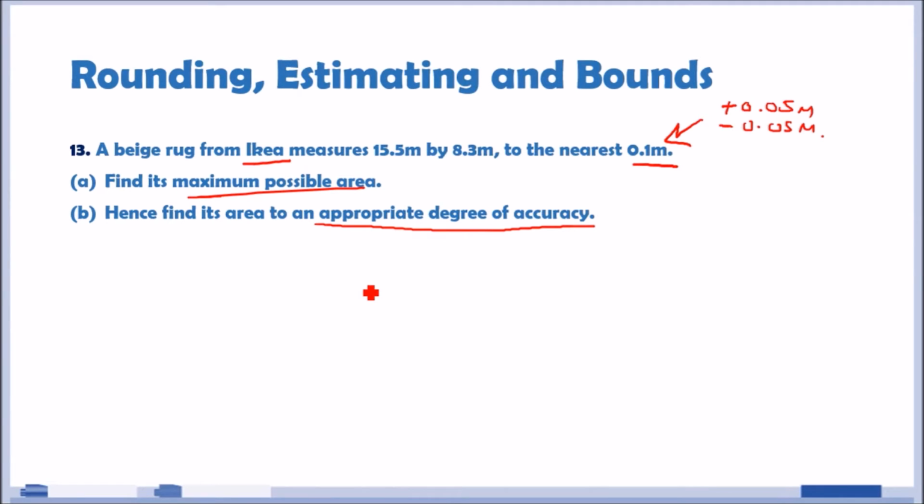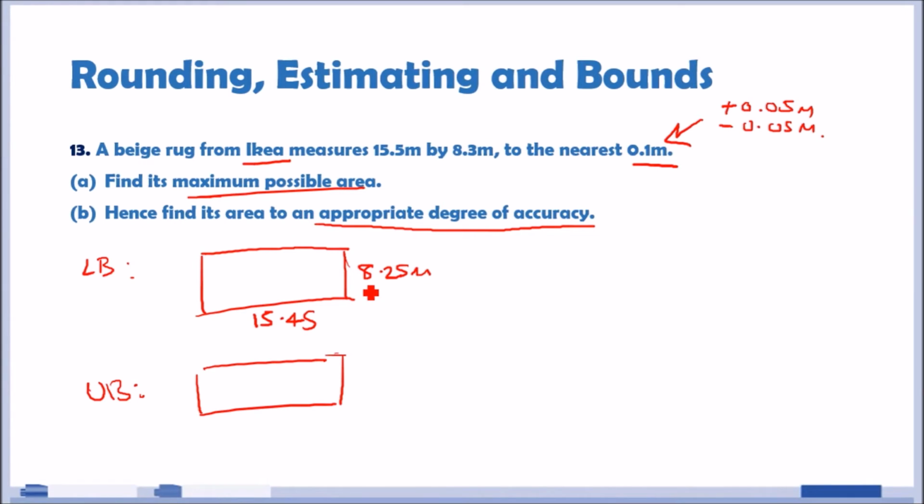So, looking at this rug, if we take the lower bound of the length and width, we should have a lower bound here of 15.45, so subtract 0.05, and subtract 0.05 here, we should get 8.25 meters. Now, an upper bound would give us something similar. Instead of subtracting, we're going to add, so this will give us 15.55 and here 8.35 meters. And that's it. Now we just multiply these values, so bear with me.